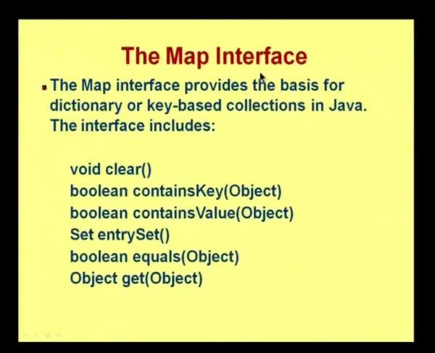So next is your map interface. Already I told you that from your collection interface you have three interfaces: one is list, set and the other one is map. We will have a short break and continue with the map interface.